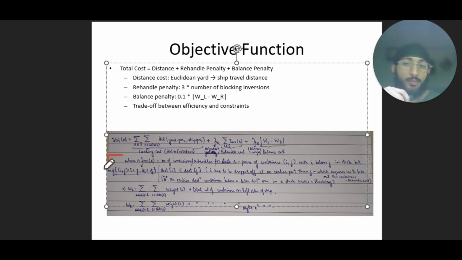Now talking about what exactly the rehandle cost is. That is the summation of inversions of S, which is basically the number of inversions or rehandles for the stack S. That is pairs of containers i, j with i below j in the stack, but the destination of i is less than the destination of j. So what this means, I'll show you.